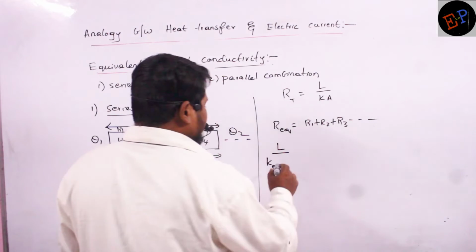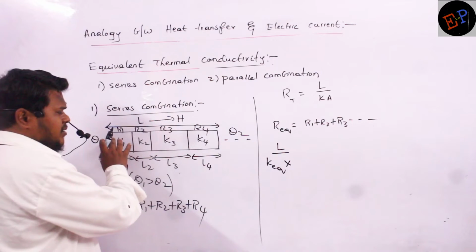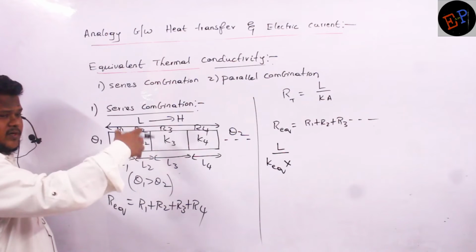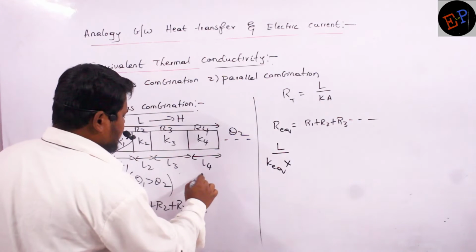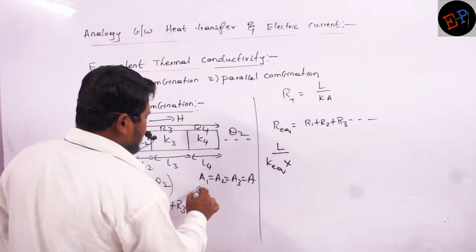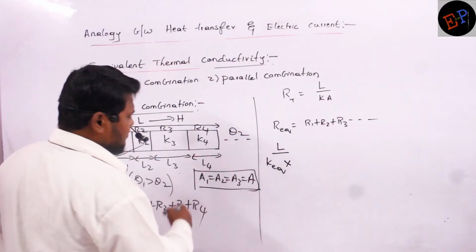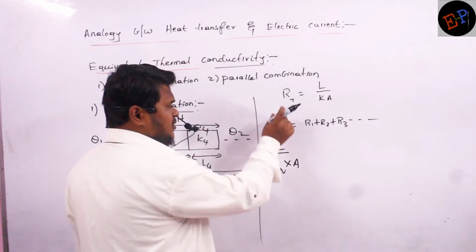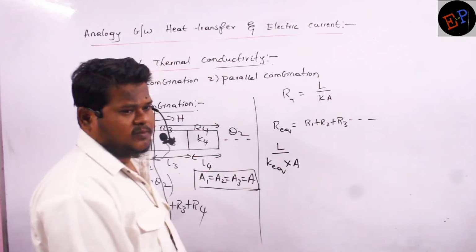Multiplied by area. Here we are taking the area of every rod to be the same. Area means the area of cross section of every rod is the same. So A1 is equal to A2 is equal to A3 is equal to A. It means the areas of cross section are equal. Understood? So I will write A here. So this is the value for the total equivalent thermal resistance.